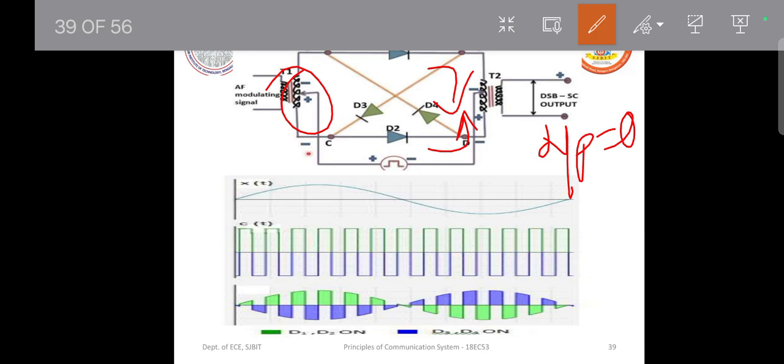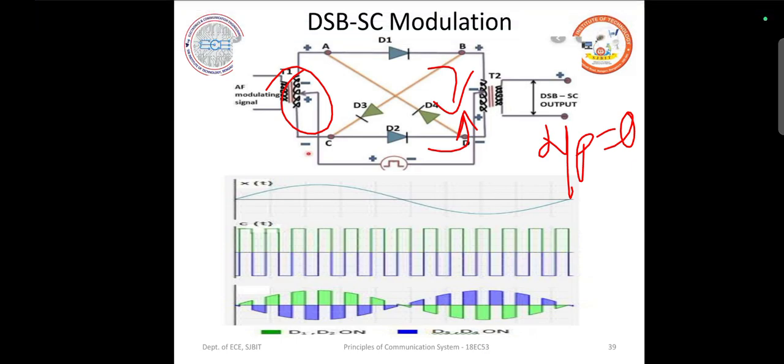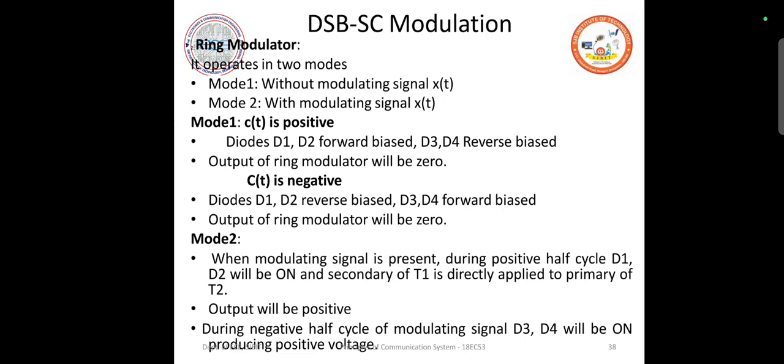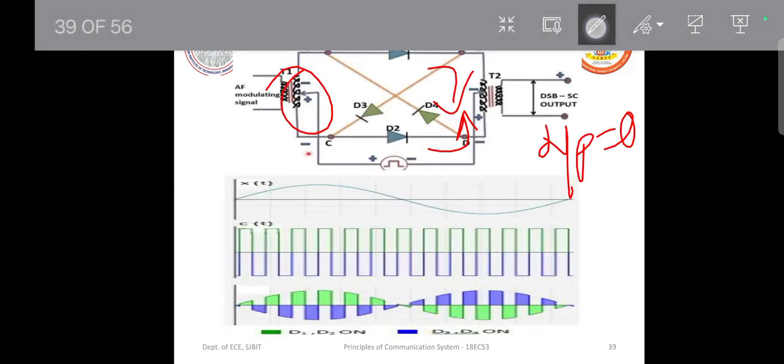So when the modulating signal comes into the picture, let us see how it works. When the modulating signal is present, which is mode 2, during the positive half cycle, D1, D2 are anyway in the on condition, and the secondary of T1 is directly applied to the primary of T2, wherein the output is positive. So you'll get the output like this. This is how the output looks. Whatever is shown in green indicates the output for the positive, and whatever is shown in blue is the case for negative.